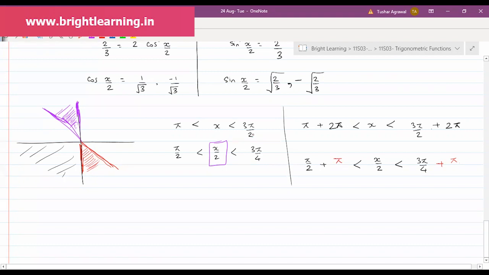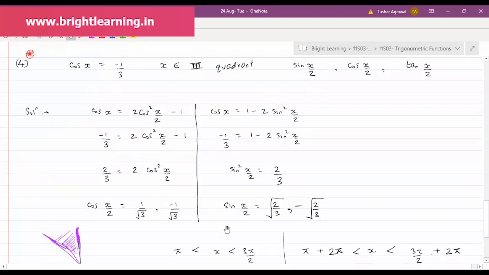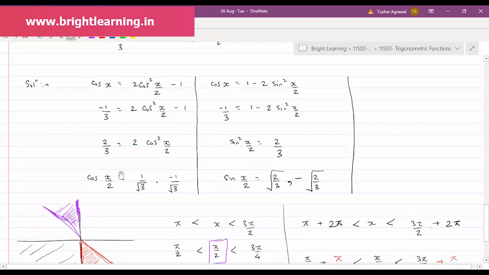But tan will definitely be negative. Make sure this happens. Tan cannot be positive. Because if you go for the purple region, cos of x by 2 will be negative, but its partner value, sine x by 2, will be positive. So tan turns out to be negative.